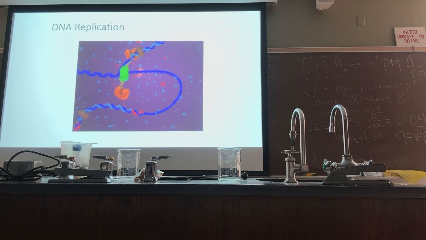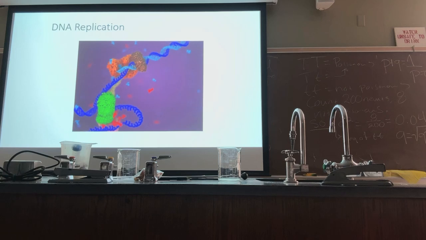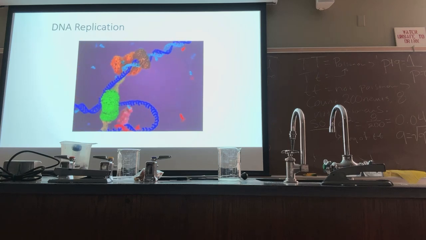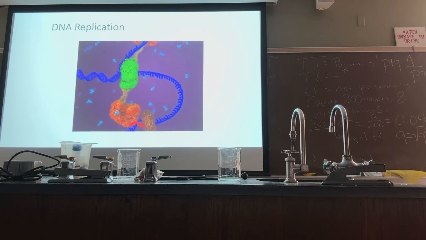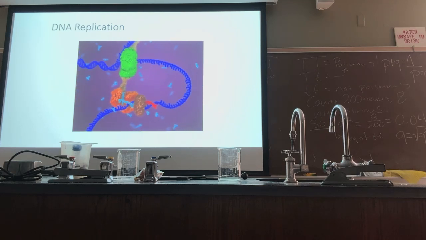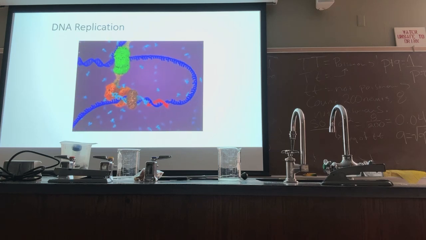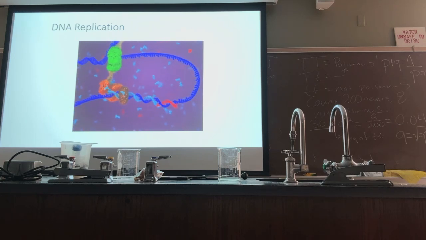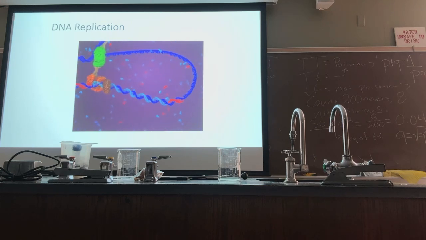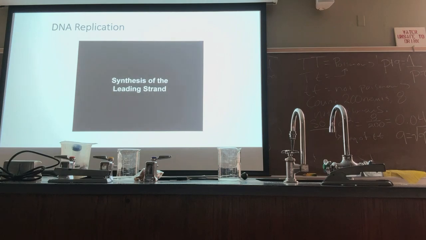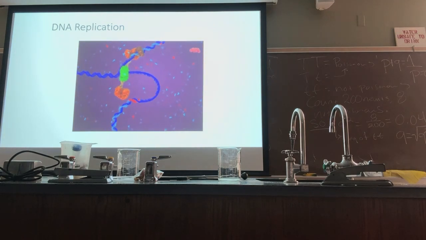Because strands in a DNA double helix run in opposite directions, the new strands must be made in different ways. One new strand, the leading strand, is built continuously. The other new strand, the lagging strand, is built in pieces. First, let's focus on the leading strand.